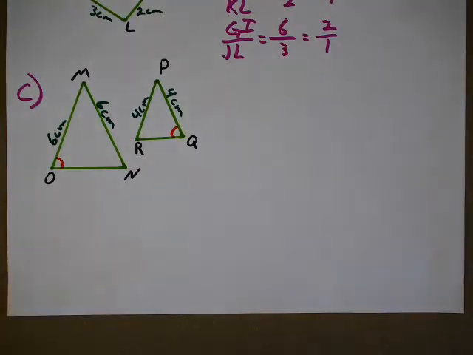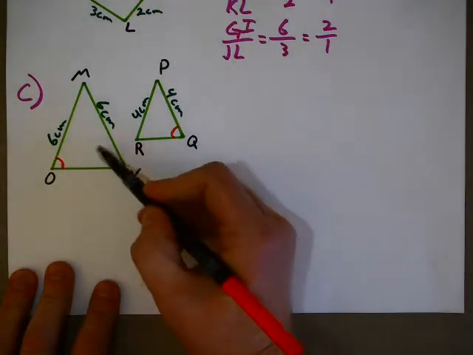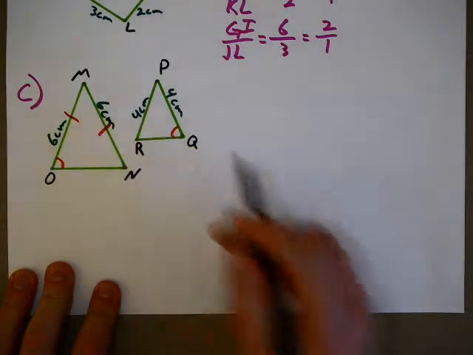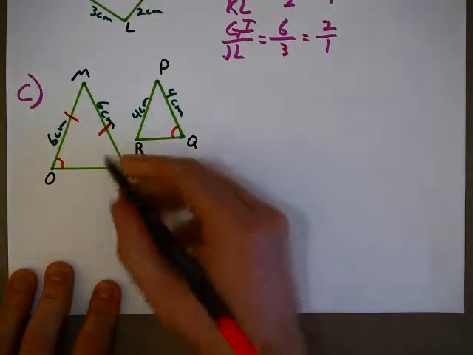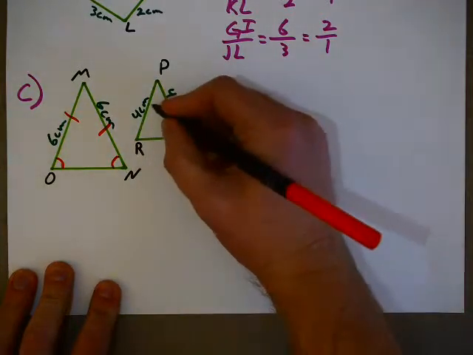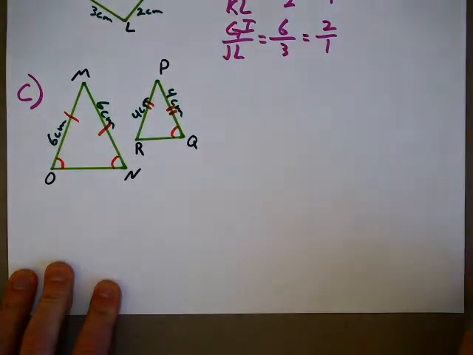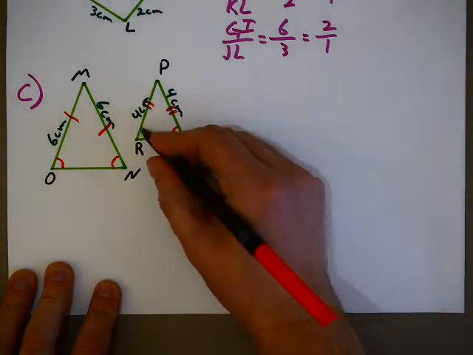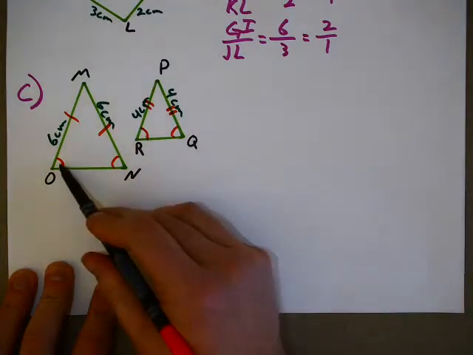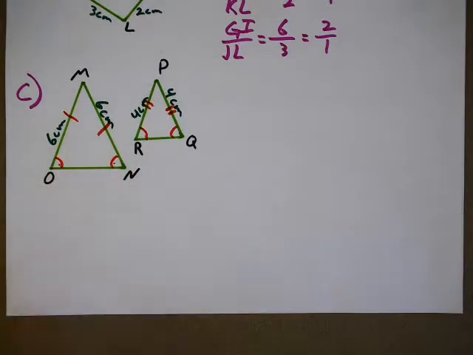So upon further review, I see that this side is 6 centimeters and this side is 6 centimeters. That means that this is an isosceles triangle, meaning that the base angles are going to be congruent to each other. And over here, I've got the same thing. This is 4 centimeters, that's 4 centimeters, and those two base angles are going to be congruent to each other. And it looks like we have 2 sets of congruent angles there.